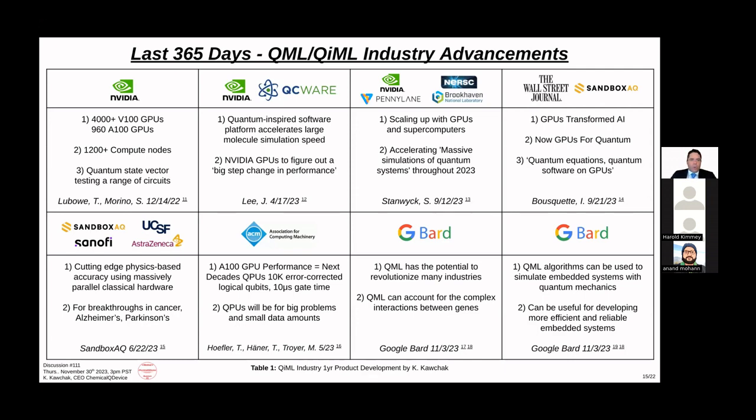And here's a collection of other ones from the last 365 days. You see the first one, NVIDIA, 4,000 plus V100 GPUs. And these are not small experiments. So there are advantages to using these simulators. And if you get too high in qubits, you can circuit cut or you can go to tensor networks.